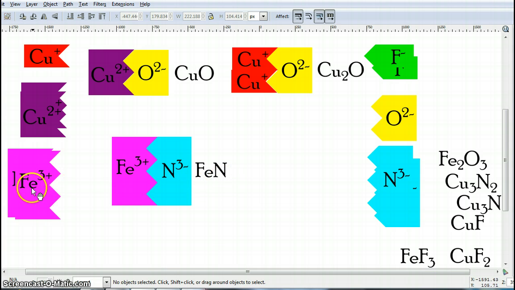Now if we had an iron 2, I don't have it in the simulation, but if I had an iron 2, it would have meant that the iron would have had a +2 charge and it would have resembled the shape of copper.